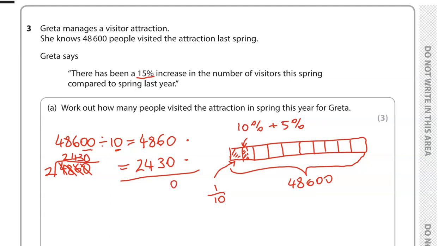So we have 0 here, 6 and 3, that is 9, 8 and 4 is 12, 4 and 1 is 5, and the 2 is 7. So 7,290 is the 15% increase. Now we've got to work out how many people visited the attraction in spring this year for Greta. So we've got to add that 15% increase on top of the 48,600.